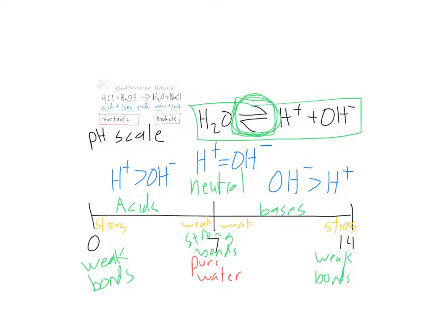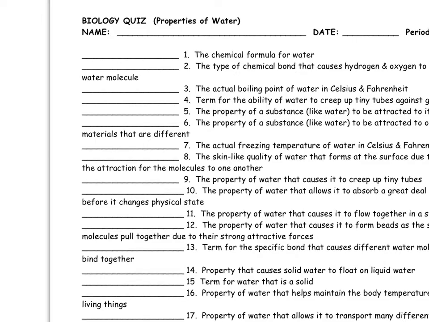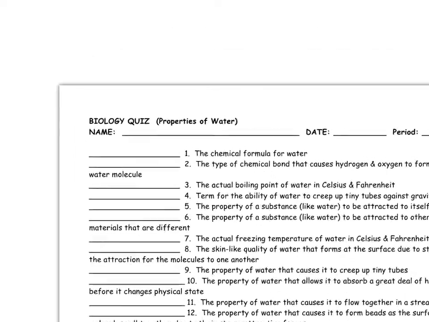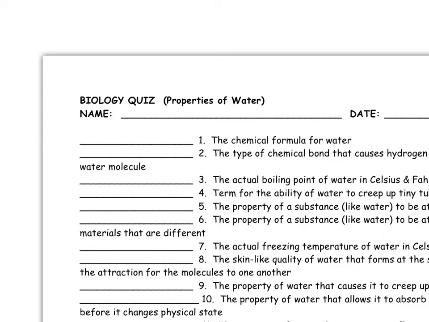Any questions? All right, guys, so look, I'm going to make a deal with y'all. We're reviewing for your test on properties of water and acids and bases tomorrow. So let's go through the review worksheet that was on Canvas first, and then we'll add some additional information to it. Okay, so question number 1 says the chemical formula for water is H2O. We should all know that. That's an easy one.